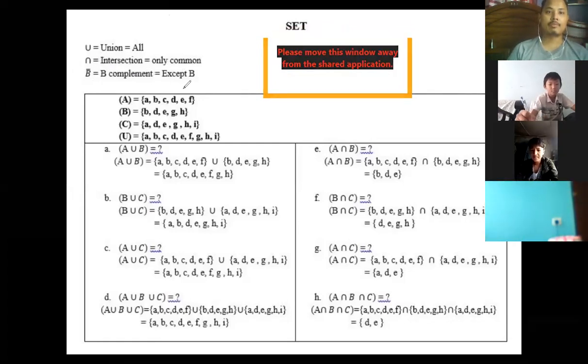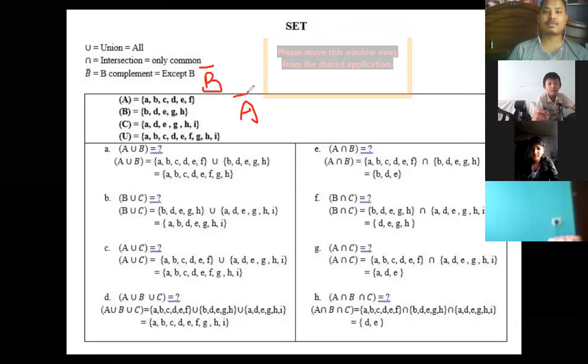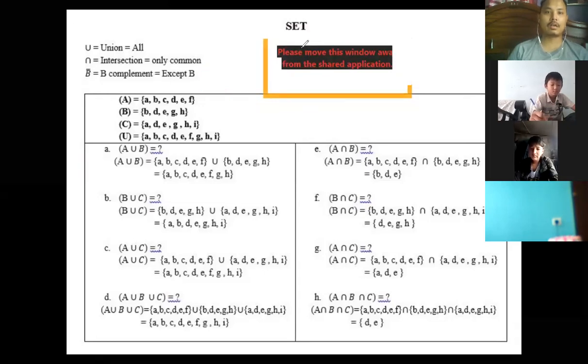If there is a bar over B, this means complement. This can be written like this also, with a dash, or A power 1. This also means complement. Complement means the numbers except B. So the numbers except B are called B complement.